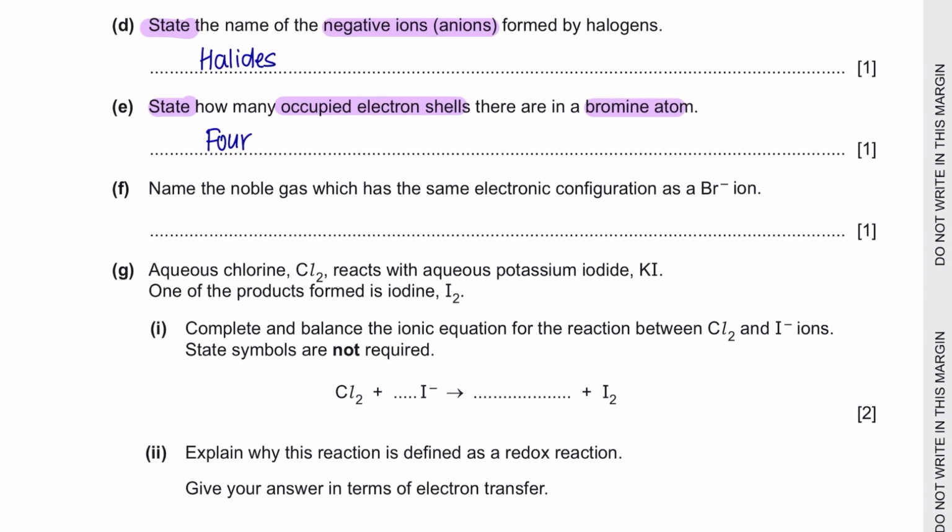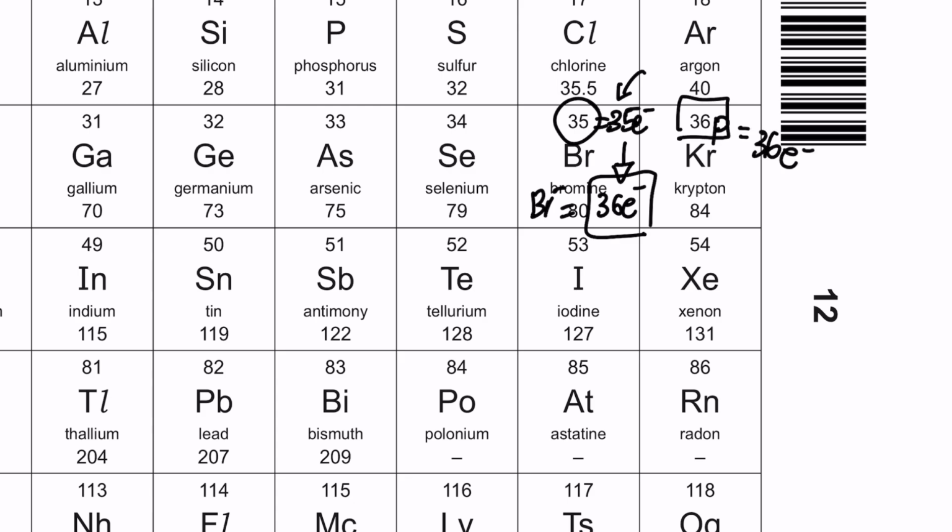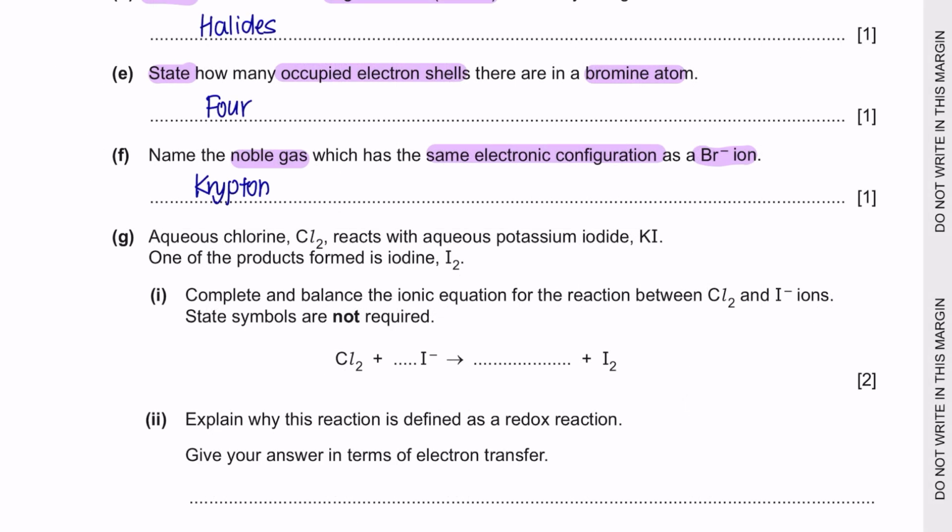Next, question F. Name the noble gas which has the same electronic configuration as a bromide ion. A bromine atom has 35 protons, which means that it also has 35 electrons. However, for it to become stable, since it is in group 7, it will receive another electron to become 36 electrons. So a bromide ion has 36 electrons, which is the same as a krypton atom, which has 36 electrons. So the answer is krypton.